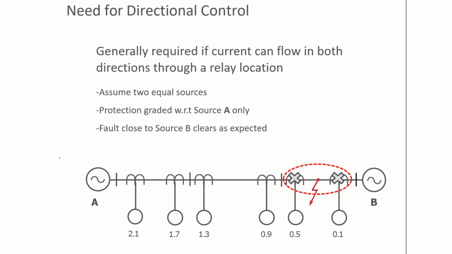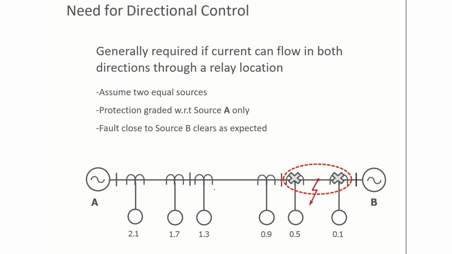Suppose this is one of the relays, and from this relay current can flow in both directions, like this and this. Then we have to decide in which direction this relay should trip. This relay should trip in this direction, or in this direction, or in both directions. That we have to decide. So the important thing here is, if the current can flow in both directions through a relay location, then we have to have directional overcurrent protection.